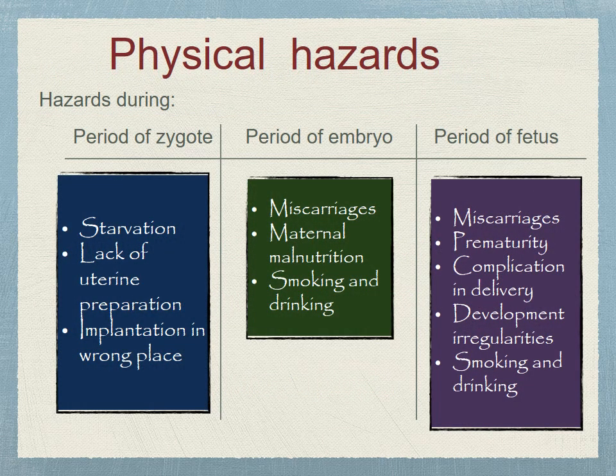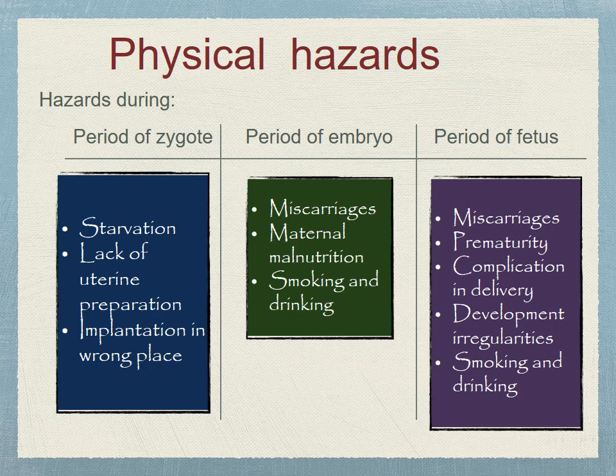So, now let's discuss the physical hazards during these three periods. During the period of zygote, starvation, lack of uterine preparation, implantation in wrong place is going to affect the development of the baby or even the birth of the baby. And in the period of embryo, miscarriages, maternal malnutrition, smoking, and drinking. And in the period of fetus, miscarriages, prematurity, that is when the baby is born in the seventh month, and then complication in delivery, development irregularities, smoking, and drinking.